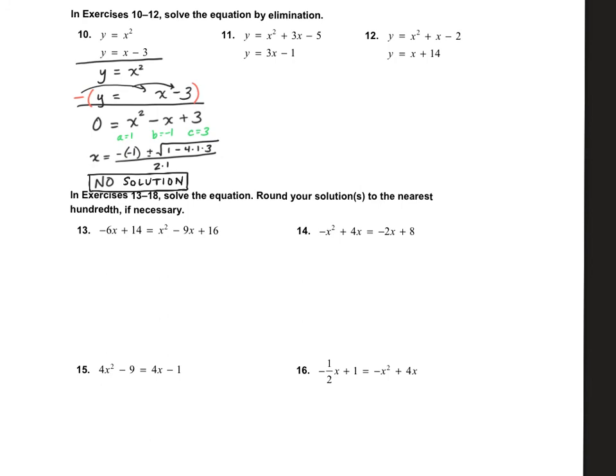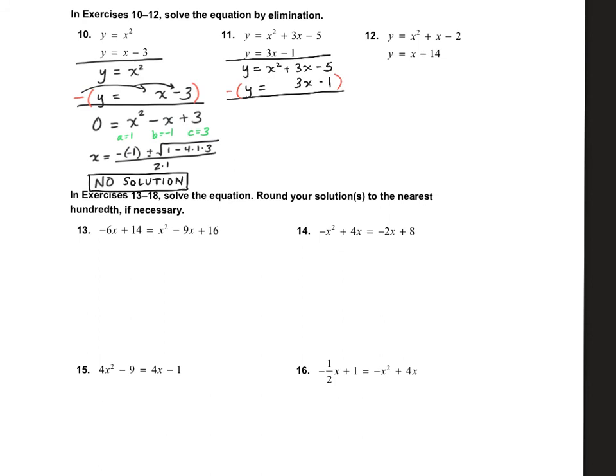For number 11, I'm going to rewrite the two equations again, making sure that everything is stacked properly. So the first equation will stay as is, and the second equation, I'm going to move my 3x over to here and my minus 1 to here. So I'm going to subtract these two equations again, just like we did before.